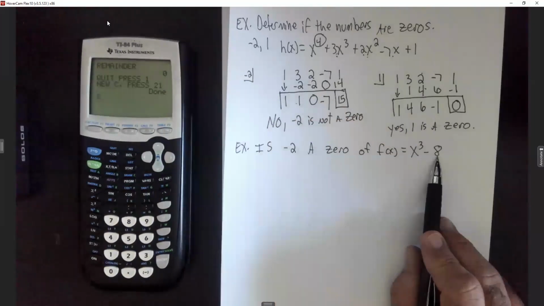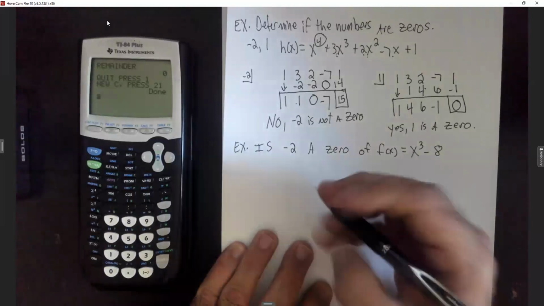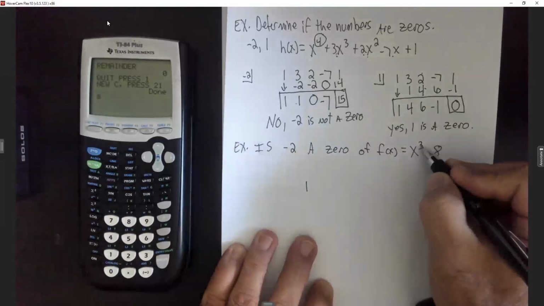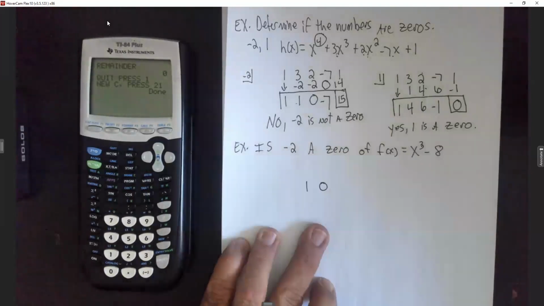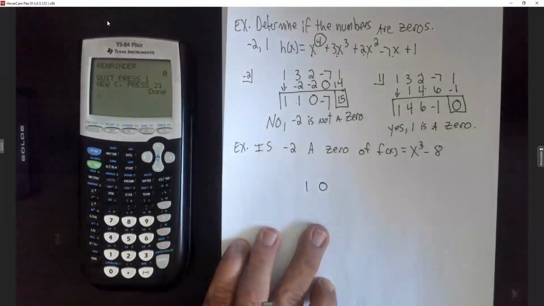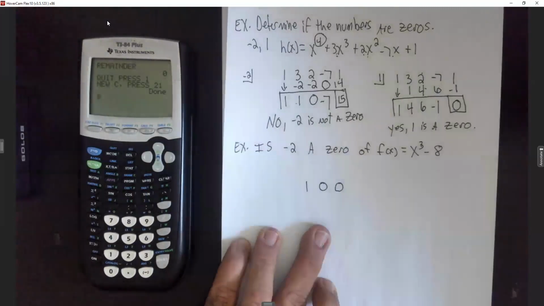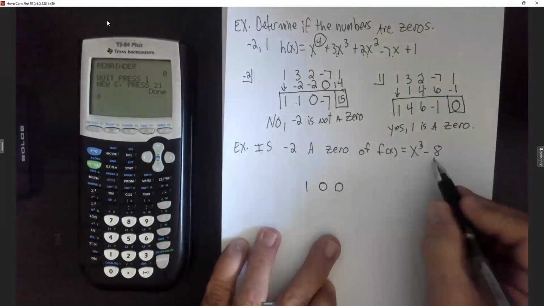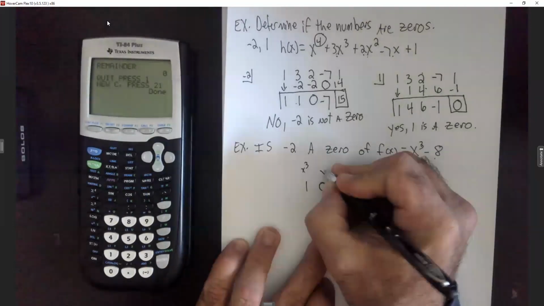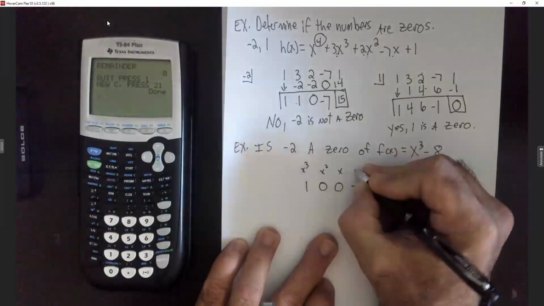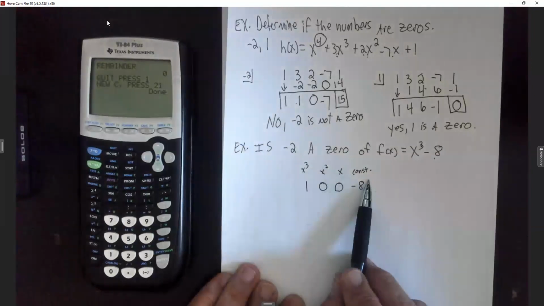So let me show you what I got to do. So when I write out my coefficients, I'm going to start with the first one, which is a 1. That's for my x cubed, right? I don't have an x squared term, so that's got to be 0. I don't have an x term, so that's got to be 0. But I do have my constant term, which is the -8. So whatever your highest exponent is, you've got to account for every single placeholder in a polynomial, okay?